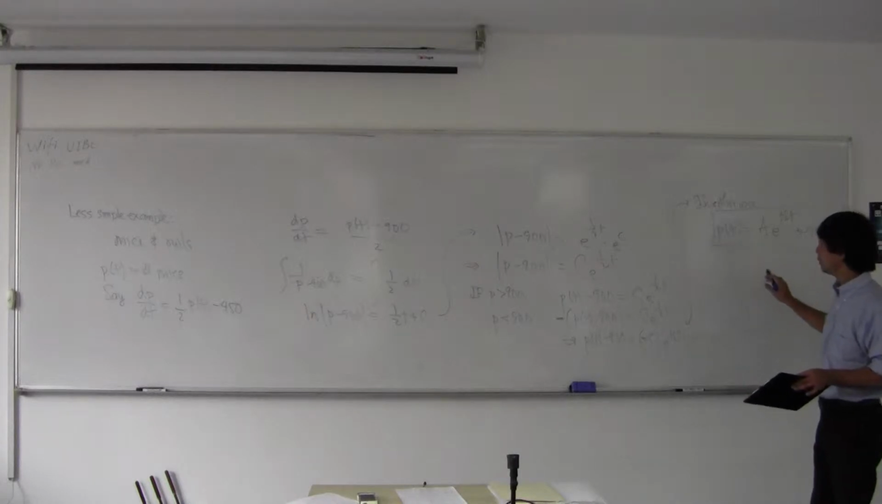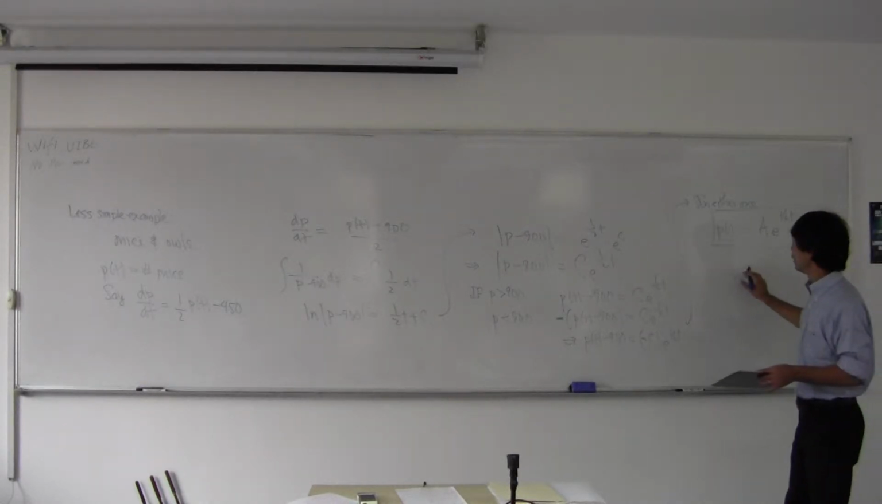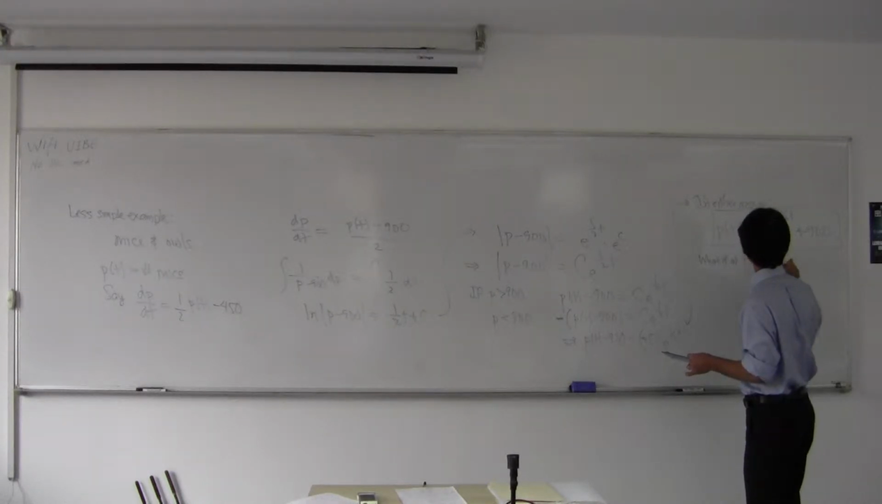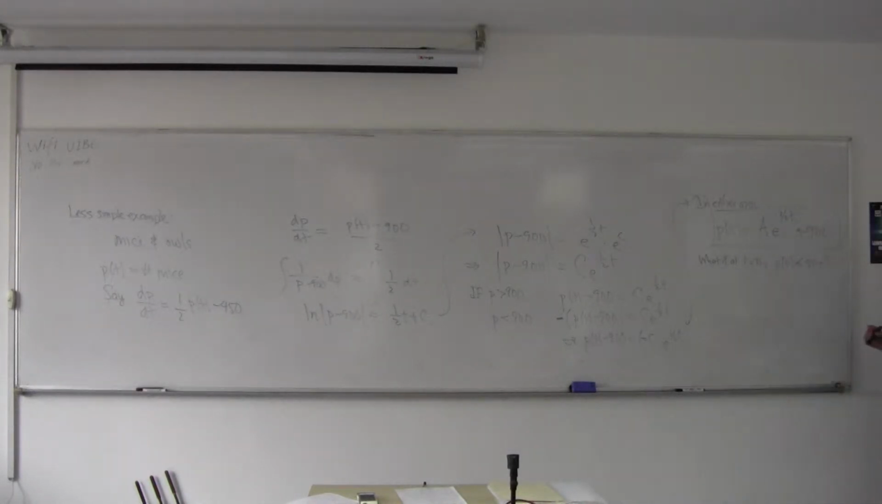So this is what happens to the mouse population, to the mouse civilization, right? And so let's ask, what if at time 0 the mouse population is less than 900?